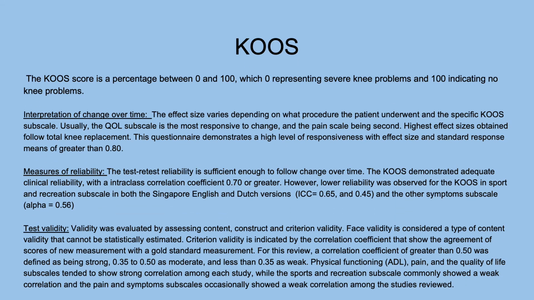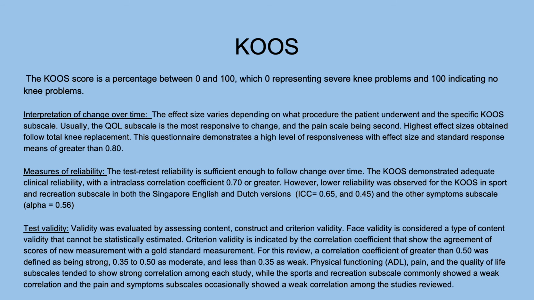In researching this test, several subjects can be discussed regarding the interpretation of change over time, measures of reliability and validity in concern to the KOOS test. As stated earlier, the KOOS score is a percentage between 0 and 100, where 0 represents severe knee problems and 100 represents no knee problems. First, we'll discuss the interpretation of change over time.